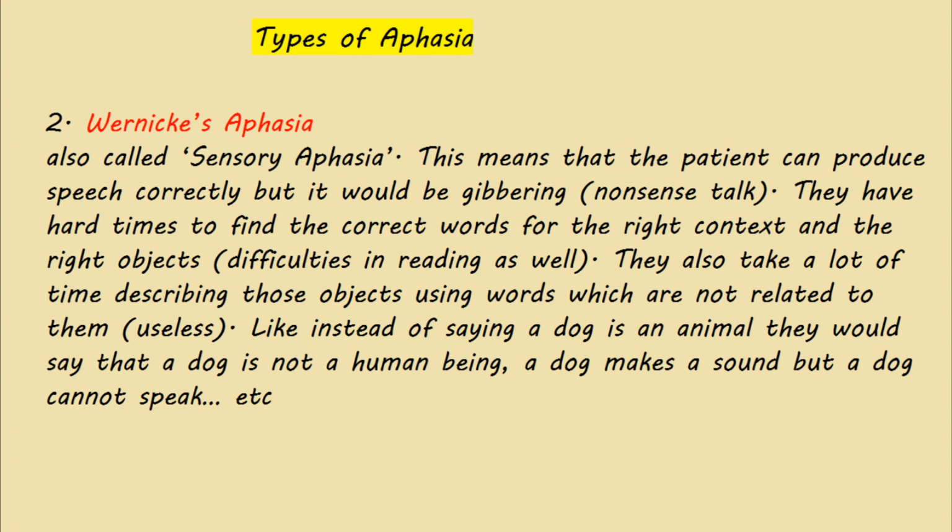So this kind of extra explanation from those who suffer from Wernicke's aphasia uses words that are going to gibber, okay? Like instead of saying a dog is an animal, they would say that a dog is not a human being. A dog makes a sound, but a dog cannot speak. So this is what we call Wernicke's aphasia.